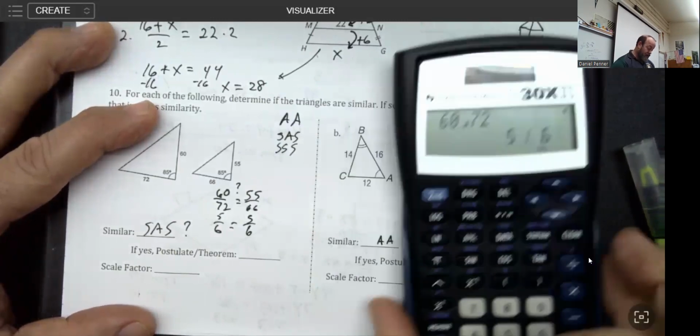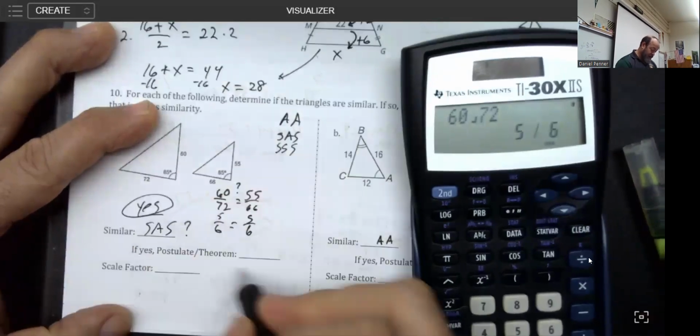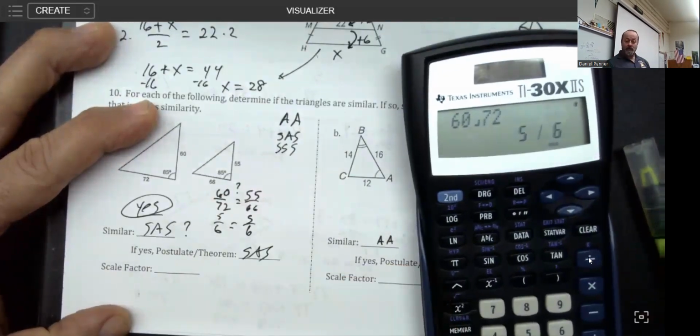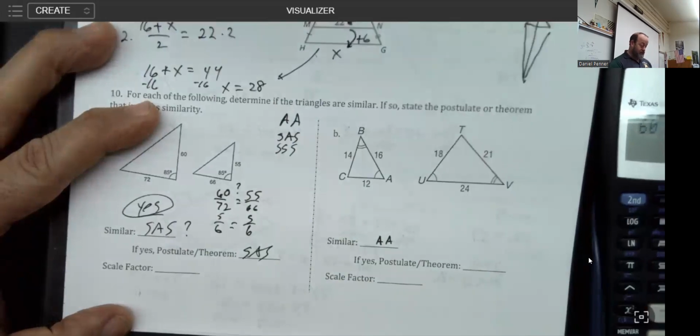And my calculator is designed to reduce fractions very nicely. So I definitely say that they are similar. It is a yes, they are similar by SAS, because the sides are in fact proportional, and there is that angle in the middle that is true. Now, the scale factor is interesting.